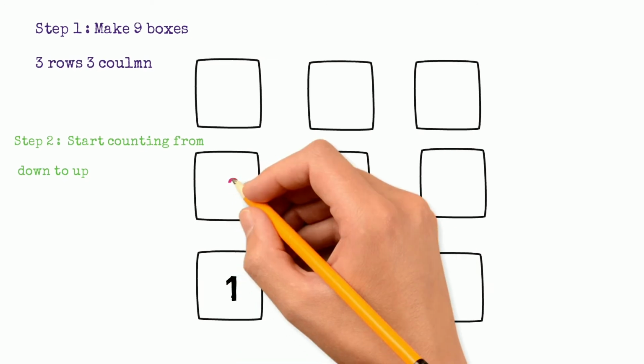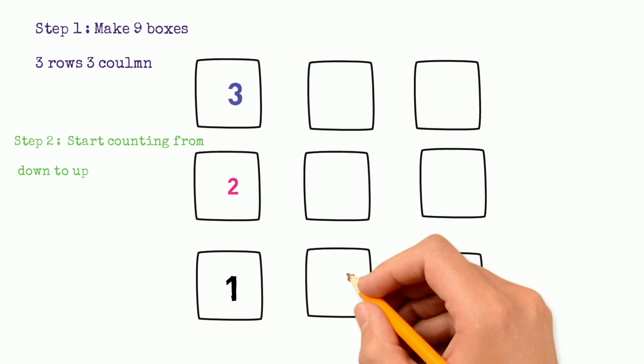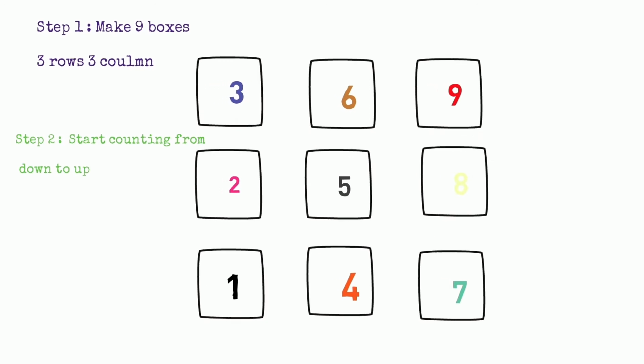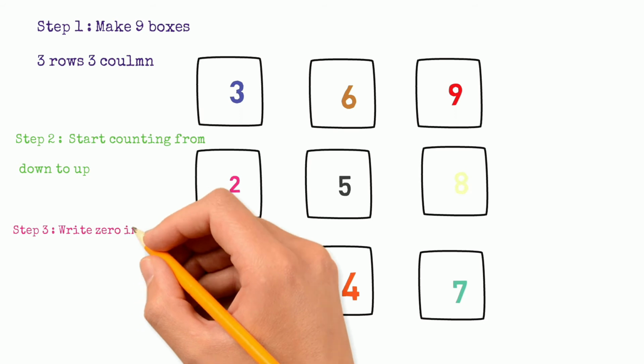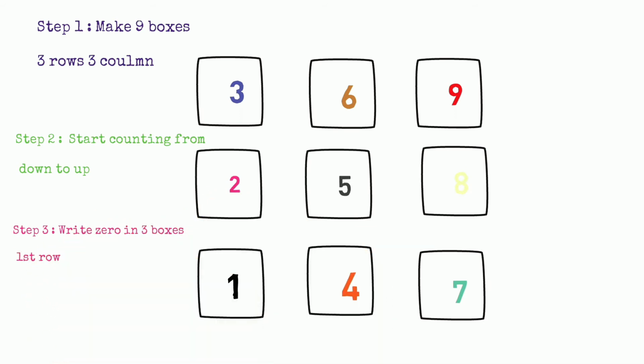1, 2, 3, 4, 5, 6, 7, 8, 9. Now step number 3, write 0 in 3 boxes. First row 0, 0 and 0.